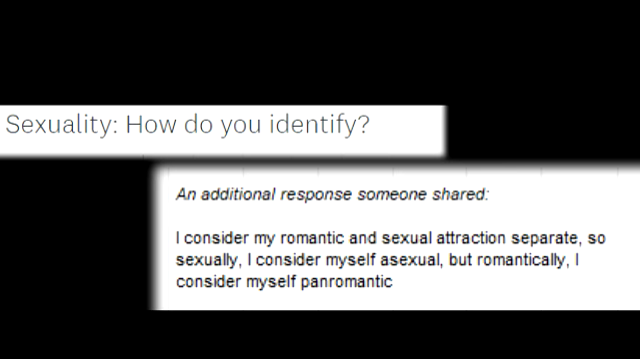And an additional response that someone shared was that they consider their romantic and sexual attraction to be separate. So sexually they identify as asexual, and that's what they answered here, but romantically they identify as panromantic. And I know that some people have romantic and sexual identities and preferences that are different. For me, they are the same, but that's not the case for everybody. So I was asking about sexuality here, which this person knew to say, these are separate for me.